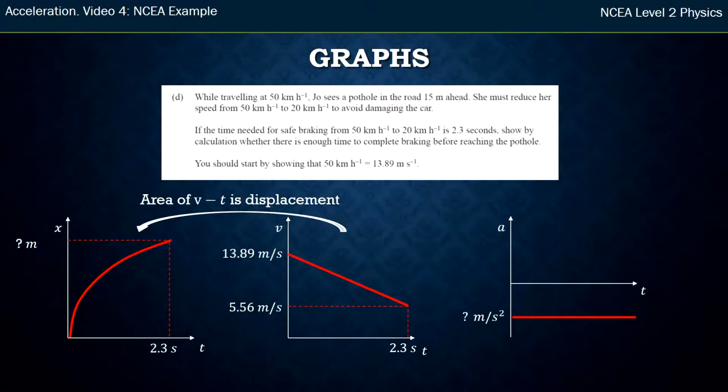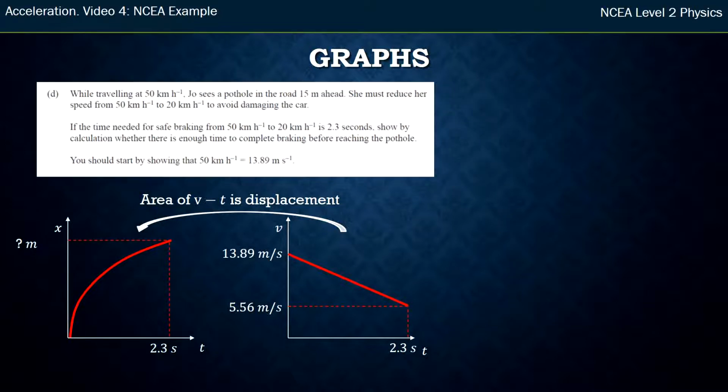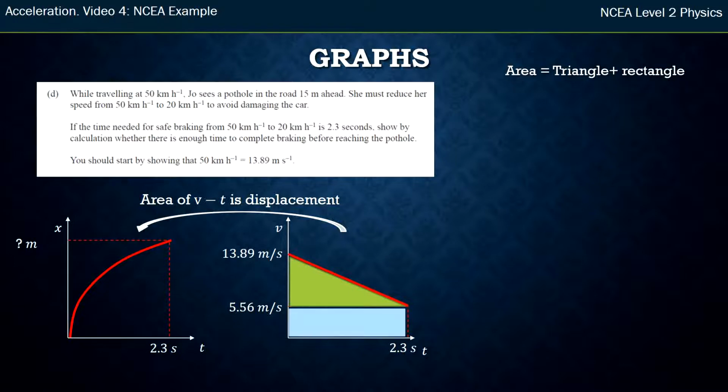Okay, so I want to work out how far I go in that 2.3 seconds. I know the area under that graph is displacement, so I'm going to go through the same process I had before, except this area under this graph is a little bit more complicated because it's made of two shapes. So it's made of a triangle and a rectangle. There's the triangle, there's the rectangle. So let's just work them out one at a time.